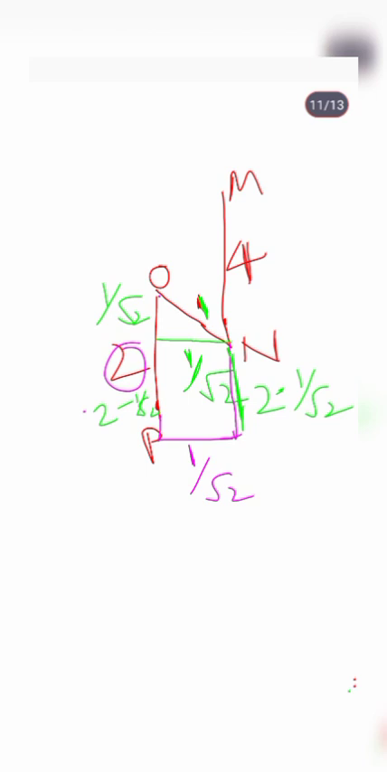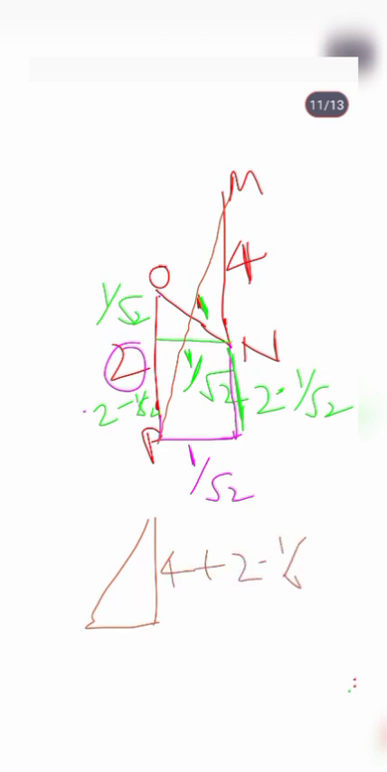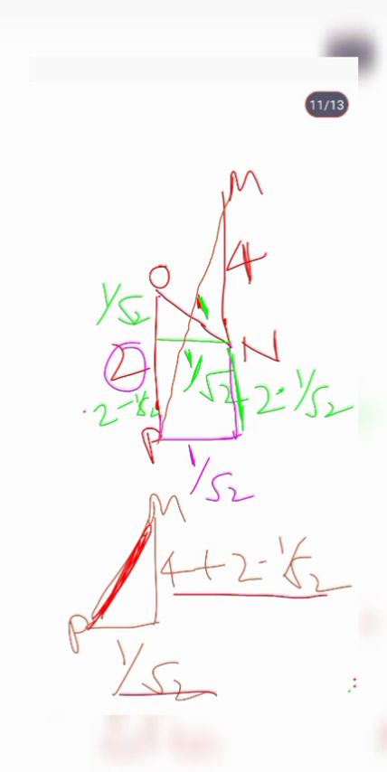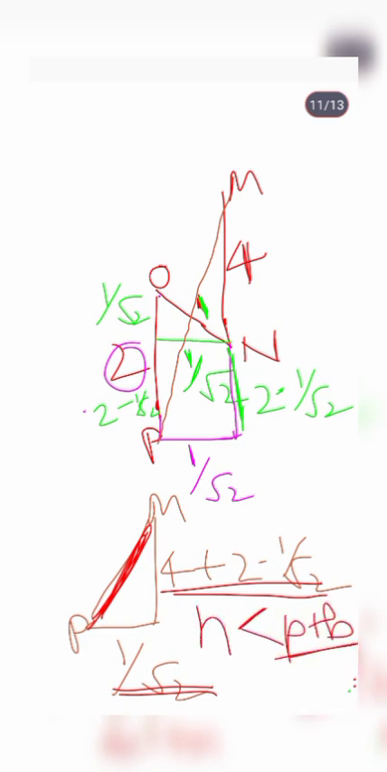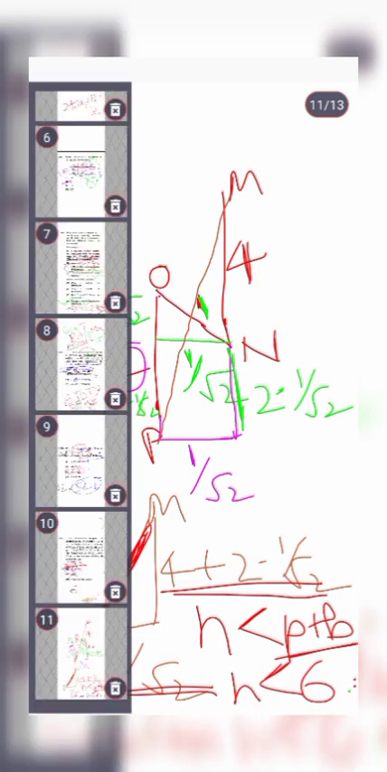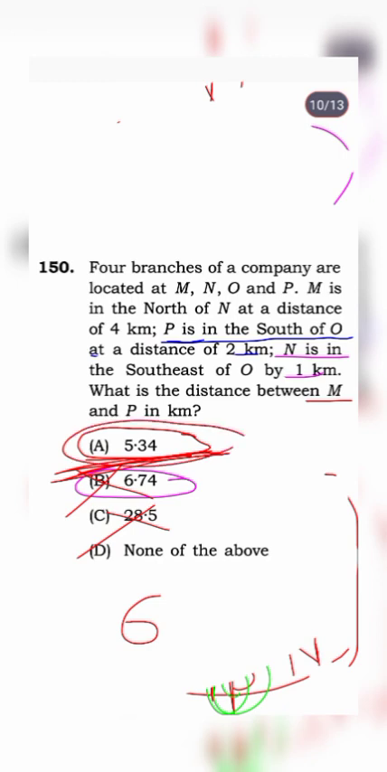Now we will consider the MP line. So now we have got 4 plus 2 minus 1 by root 2, this is 1 by root 2, and this is the MP line, which we have to find. Earlier we discussed that the sum of the perpendicular and base is always greater than the hypotenuse. Here the sum of the perpendicular and base will be 6, so the hypotenuse must be less than 6. So according to the question, the correct answer is 5.34. This explanation was given by the board.